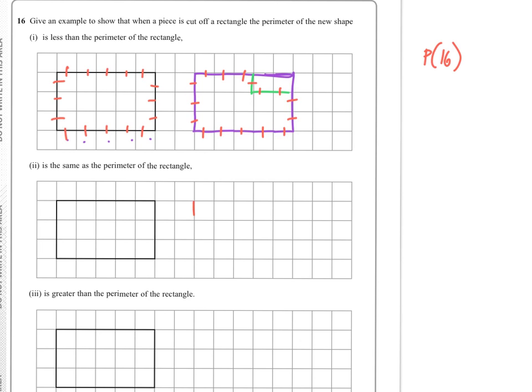So we definitely know that this will be the answer to part B then, because we've already worked out that if we do this, the perimeter is the same. So there's the answer for part B, which is handy. So we have to go back and think about this one now.